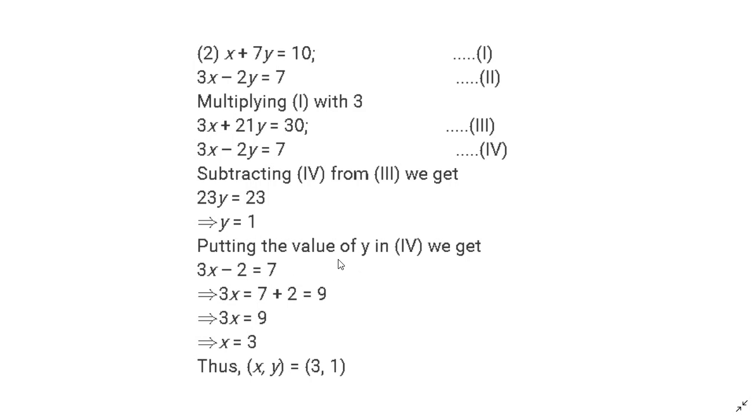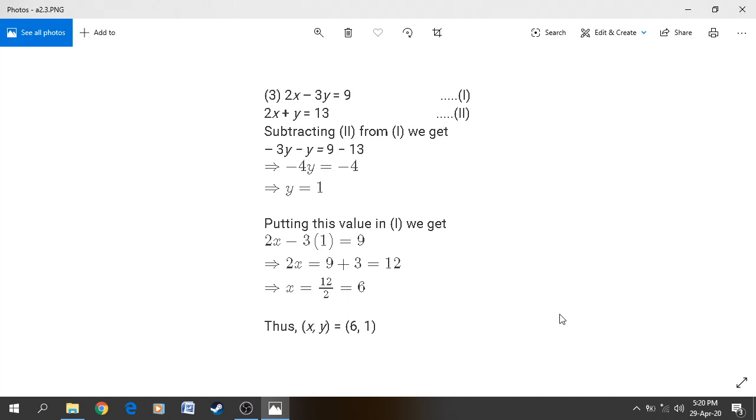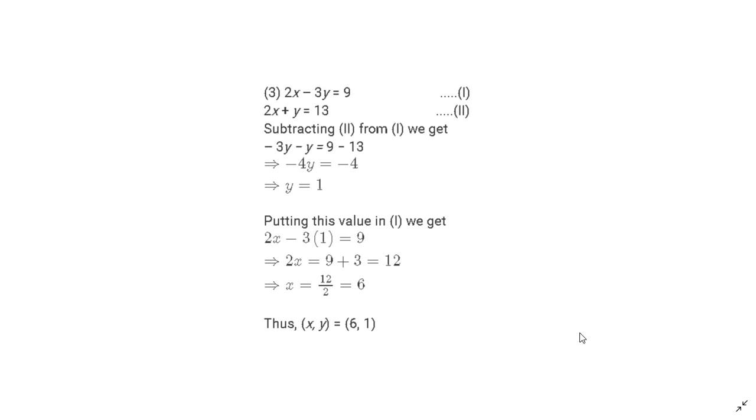Putting the value of y in equation number 4, or put the value in any of the given equations, and you will get the value of x. So thus the values of x and y are 3 and 1. This is the elimination method we can use to calculate.